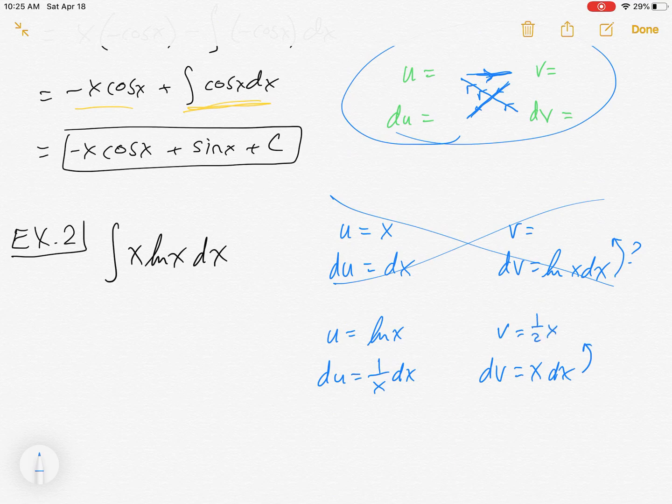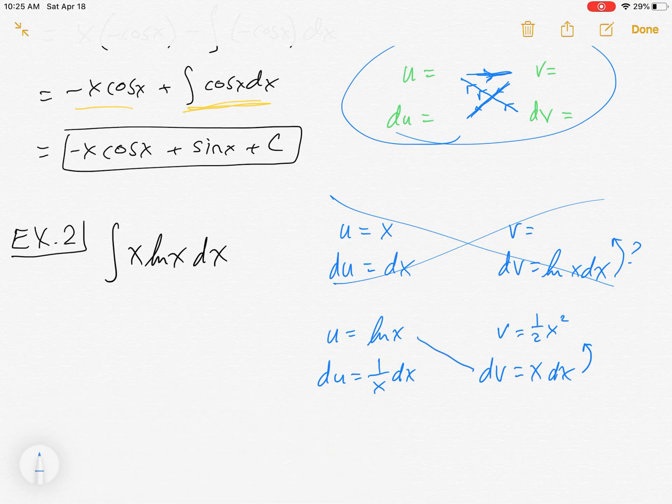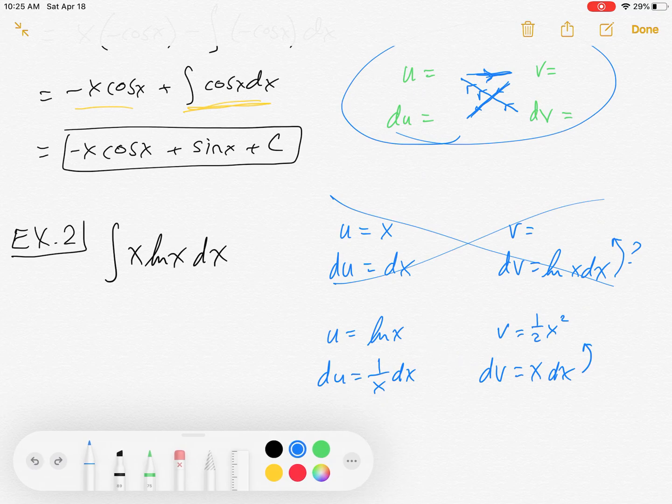ln of x, we knew how to take the derivative. We just can't take the integral. It's 1 over x dx. The integral of x is 1/2 x squared. Okay, we don't need to put plus c's. You don't need to do that.